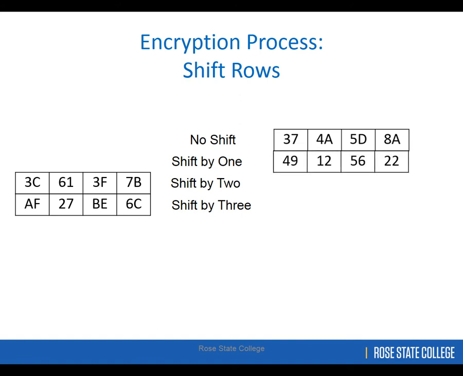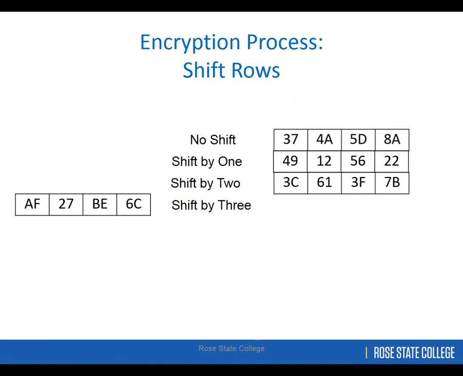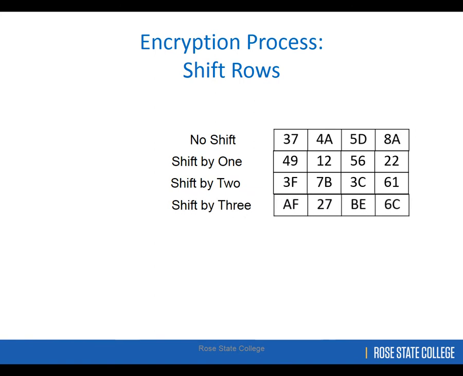What do you think the next one's going to be? 3F, 7B, 3C. Okay, so we shift by 2. So you think 3F, 7B, 3C, 61. What do you think the last one's going to be? It'll be 6C first, then FA, 27, 7B. Do you see that? Easy enough?